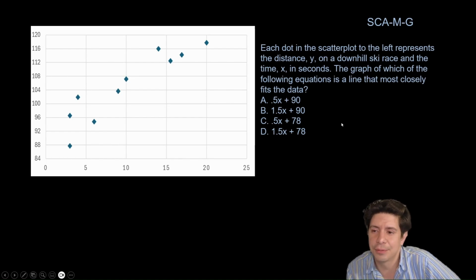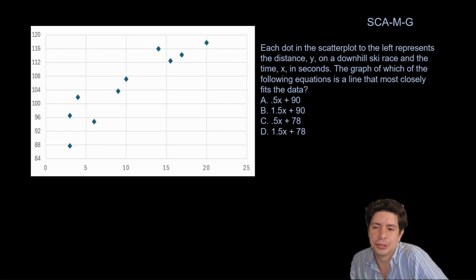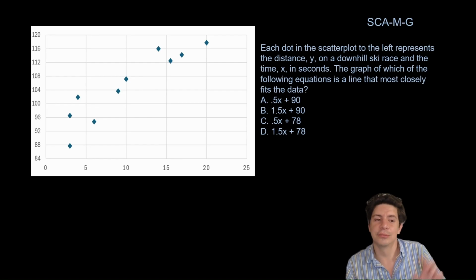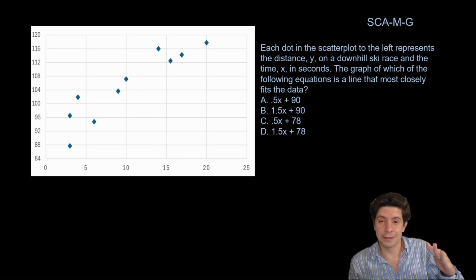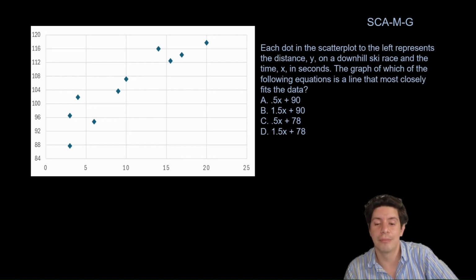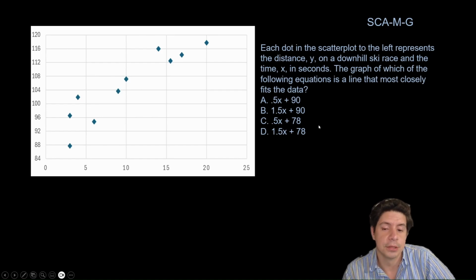Then we got scatterplot MG. Each dot in the scatterplot to the left represents the distance y on a downhill ski race and the time x in seconds. The graph of which of the following equations is a line that most closely fits the data? So this is similar to what we did before, where we had to graph it, but we're not graphing this time, we're imagining it. So let's look at the differences here.